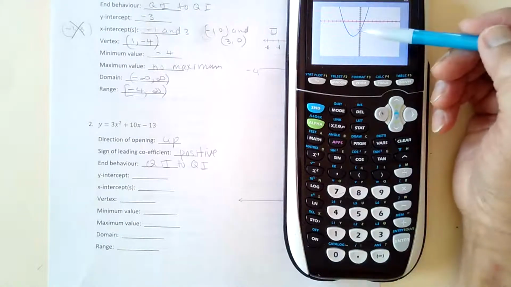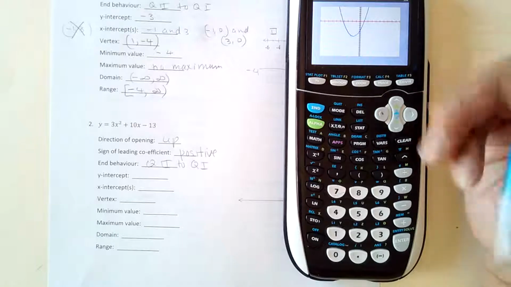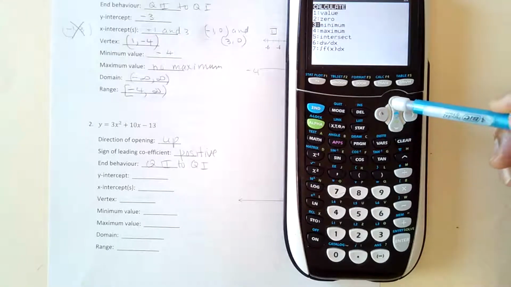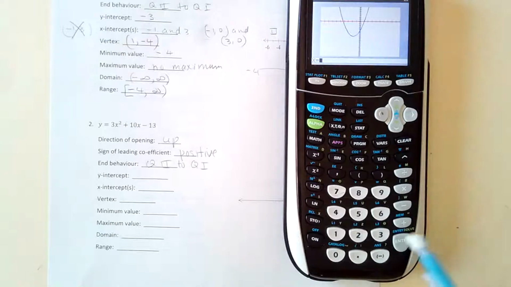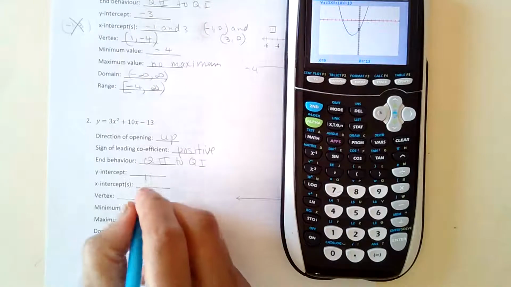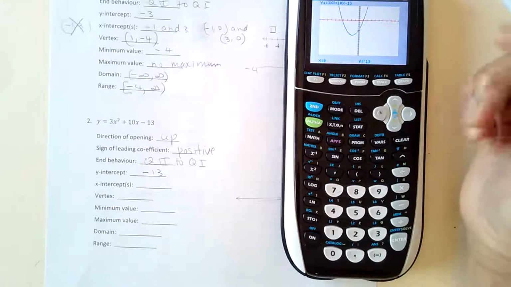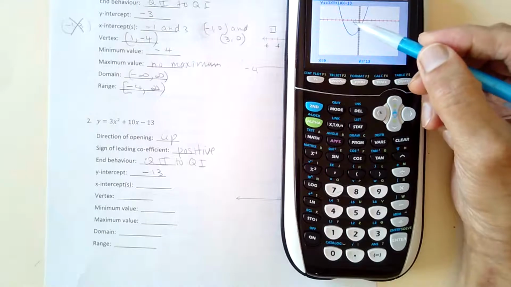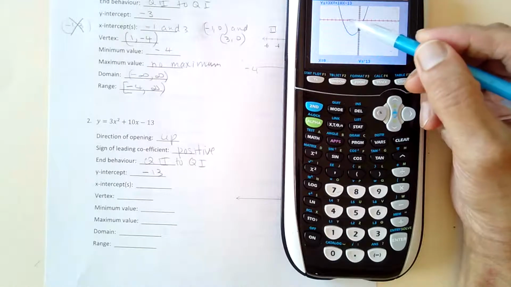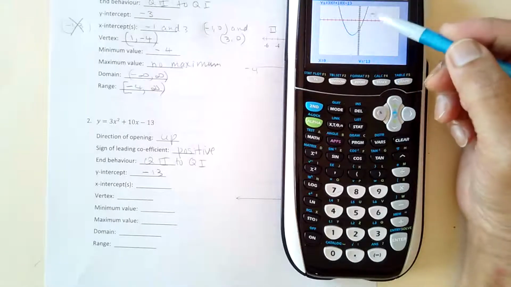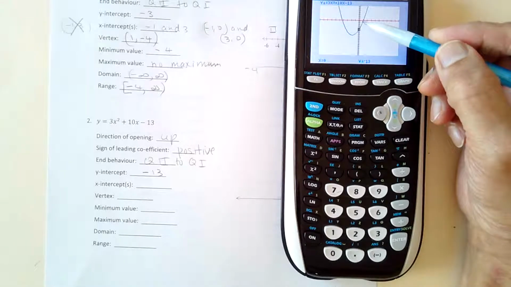For the y-intercept on your graphing calculator, remember your function, y-intercept, trace. Press enter. X equals 0, y is -13. So we put -13 there. The x-intercepts now are these two here. We're somewhere in between, what? -1, 2, 3. Just below -4 and slightly above x = 1.